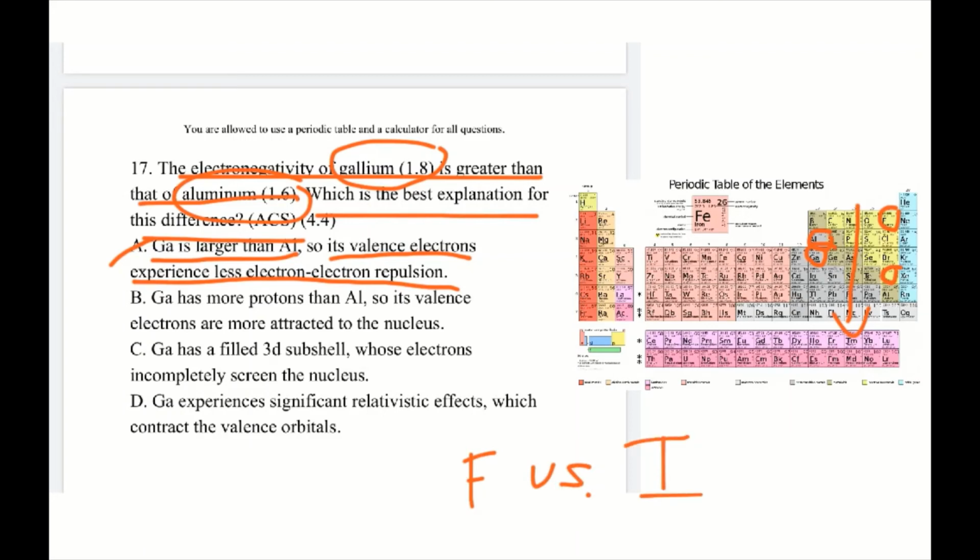You'll see that the valence electrons in iodine are actually less attracted to the nucleus, and because of that, iodine would be a less electronegative element. So therefore, B is out of the game.